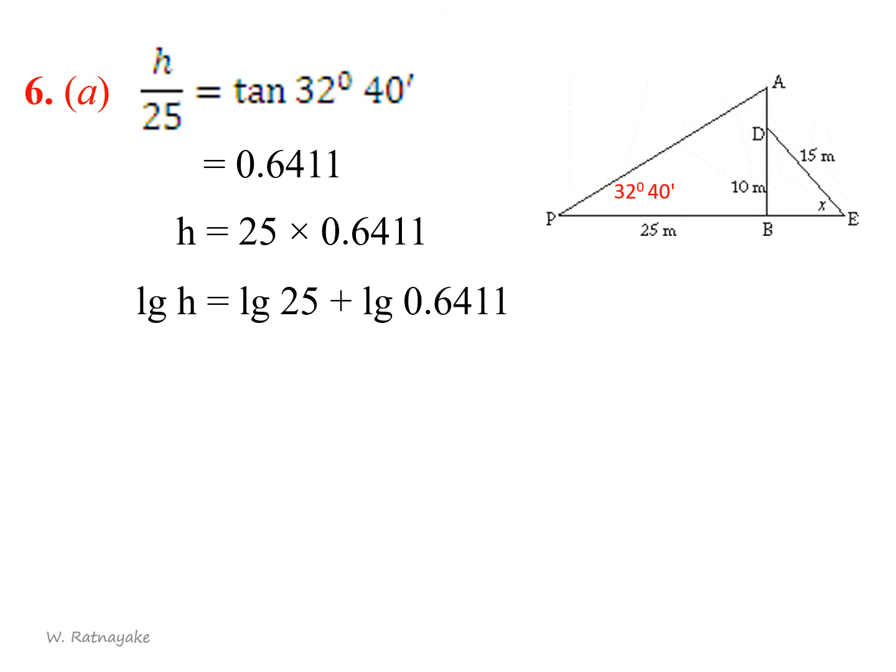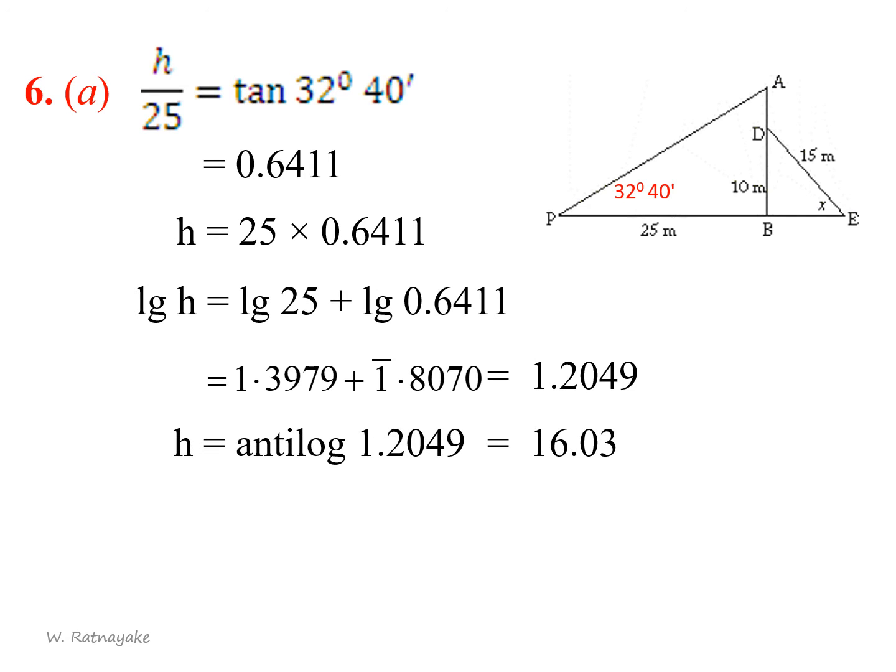Now, using the log table, we can find the value of log 25 and log 0.6411. So then we get the expression as 1.3979 plus bar 1.8070. When you add those two values, you get 1.2049. So these values we have to get from the log table. Then to find h, we have to find the anti-log of 1.2049.